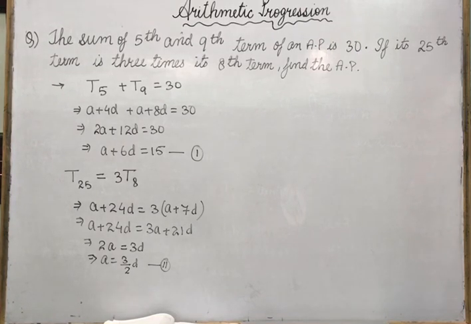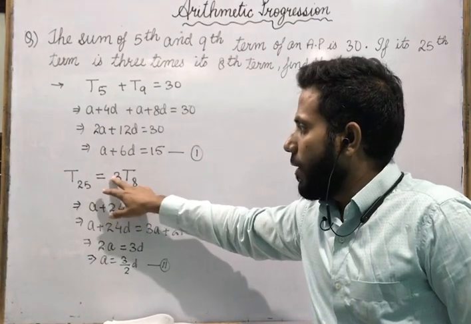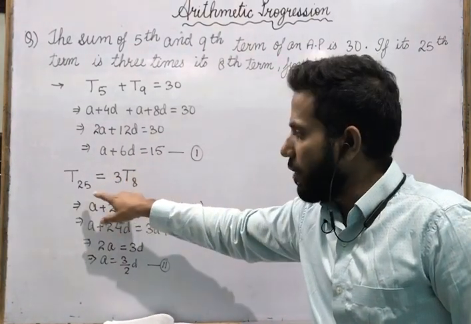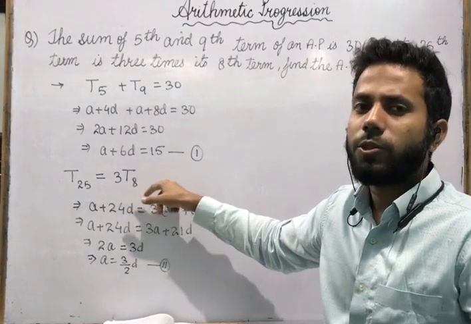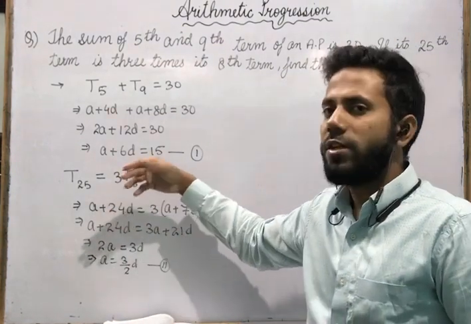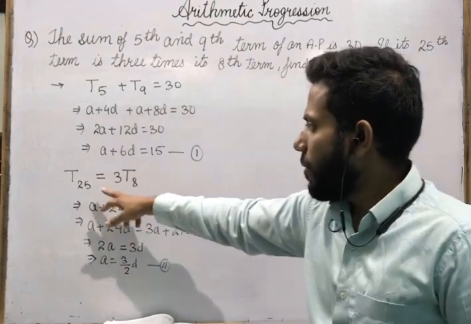Is everyone getting this? No? Okay, look. The second equation is if its 25th term is 3 times its 8th term. So how will you write it? T25 equals 3 T8. Yes or no? यही होगा ना? A equals 3B. A is 3 times B. How will you write it? A equals 3B.